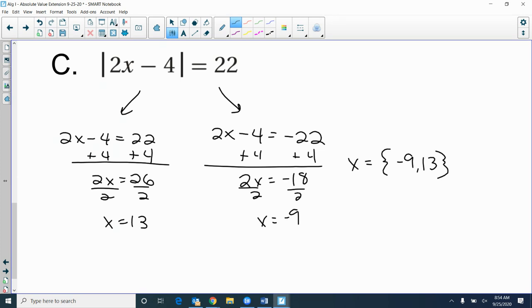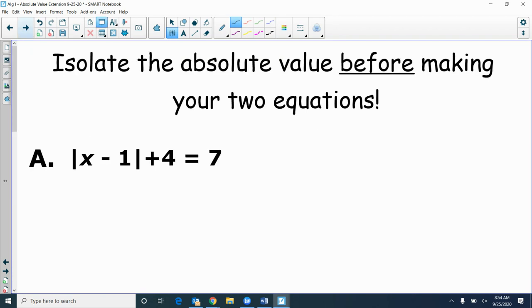Yep. Now sometimes you think, well, I can't have a negative number as an answer. Well, remember, you can plug in a negative. The absolute value will convert the final answer to a positive. So 2 times negative 9 is negative 18, minus 4 gives you negative 22, but the absolute value of that is 22. So you can have a negative answer. The absolute value will make it positive. All right, flip it over on the back.